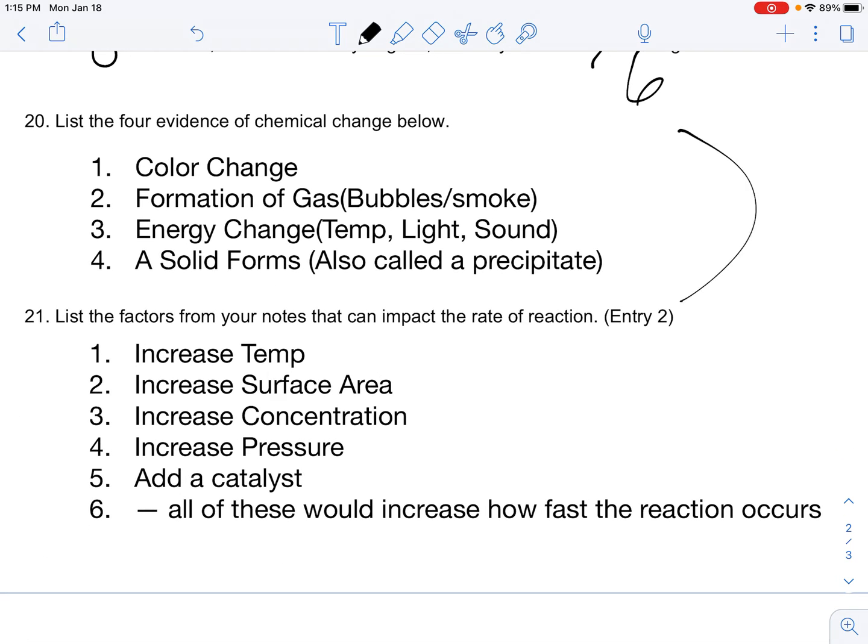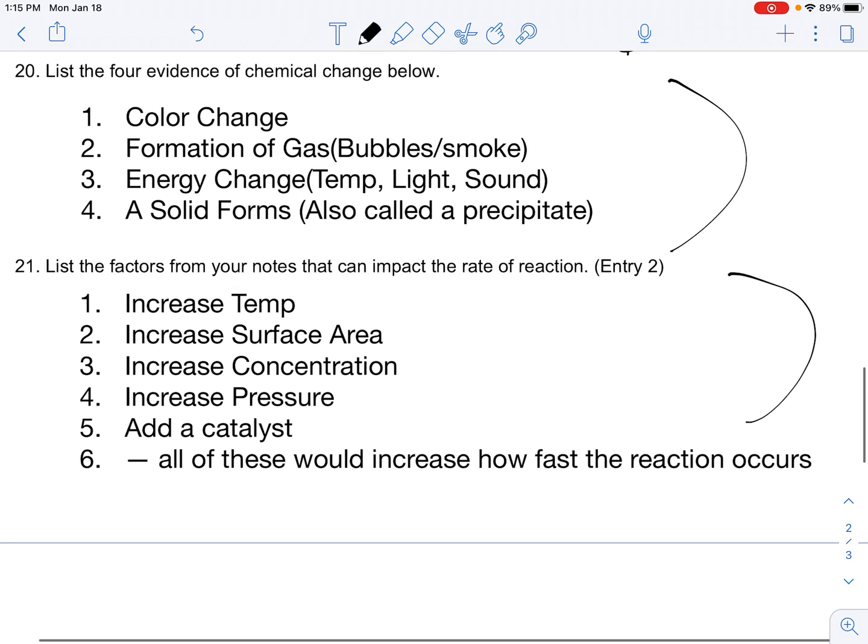4 evidences of chemical change. I'm not going to talk through all of these. Color change, formation of gas, so forth there. And the factors that impact the rate of chemical reaction. If you increase temperature, surface area, so think like if I took a chicken breast and I cut it up, it now has more surface area. There's more area exposed. Increased concentration would be like adding more of something.